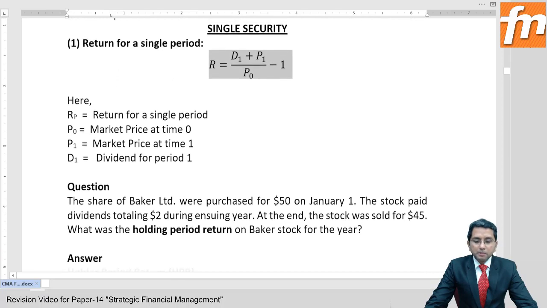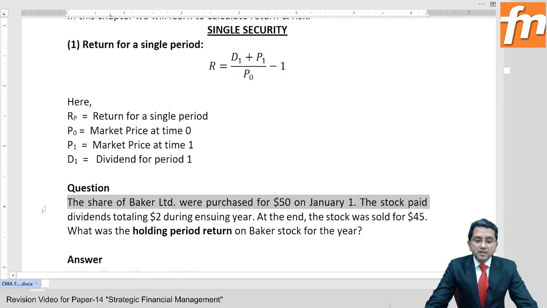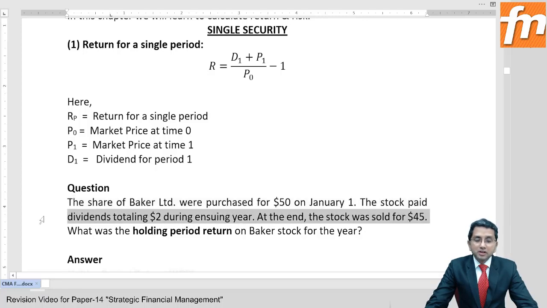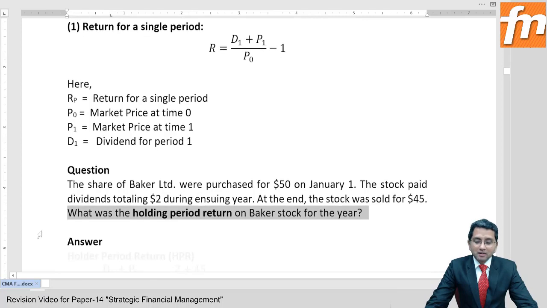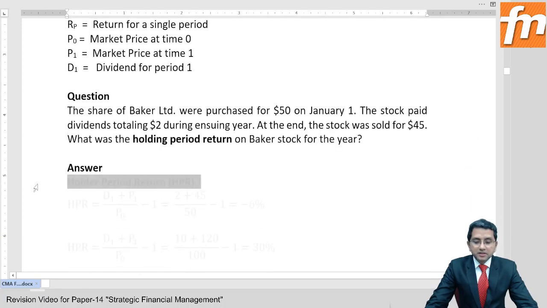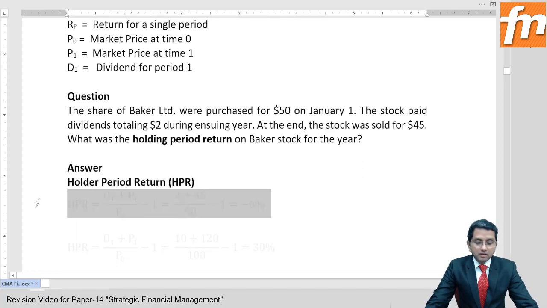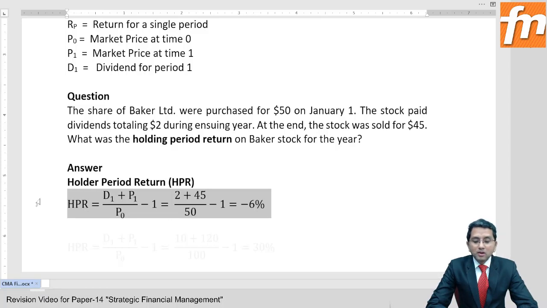One simple question will make our concepts clear. Suppose there is a company named Baker Limited and you purchased shares in this company on 1st of January at a price of $50 per share. This stock paid a dividend of $2 per share during the first year. And at the end of the year, this stock was sold for $45. You're required to calculate holding period return, that is the single period return for this company. Look, this is very simple. To calculate holding period return, I'll follow (D1 + P1) / P0 minus 1.